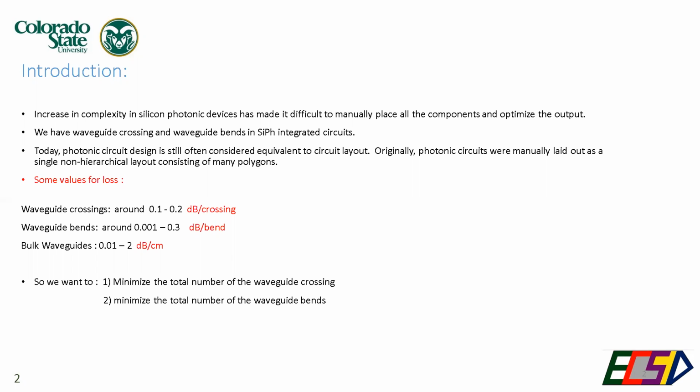Some loss values are observed, and these values are as follows. In waveguide crossings, we can find around 0.1 to 0.2 dB of loss. In waveguide bends, we can find around 0.001 to 0.3 dB loss per bend. And in bulk waveguides, we find around 0.01 to 2 dB per centimeter loss. So what we want to do is minimize the total number of waveguide crossings and also the number of waveguide bends.